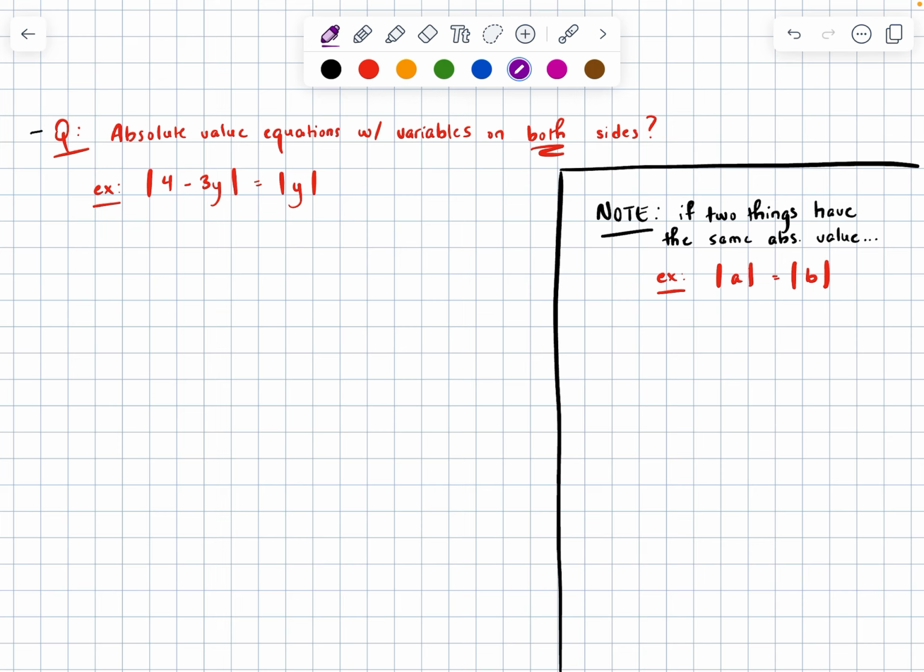Off to the side, I've given you a simpler case to consider. If two things have the same absolute value, what do you think that means about them? Take 10 seconds, take 30 seconds, take a minute, take as much time as you need. What do you think needs to be true about two things if they have the same absolute value?